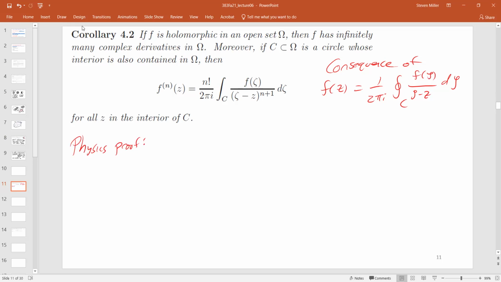Yes, and what are you doing as you wave your hands? What are you saying? Yes. Good. The derivative of the integral is the integral of the derivative.